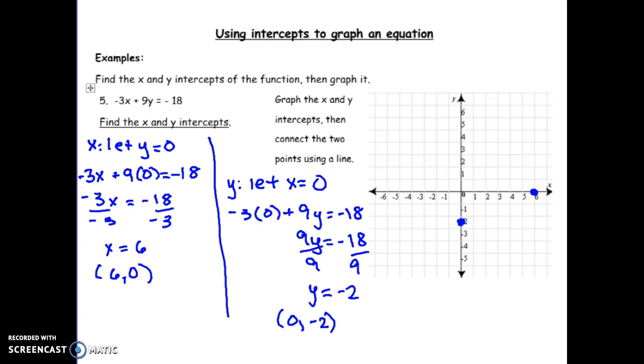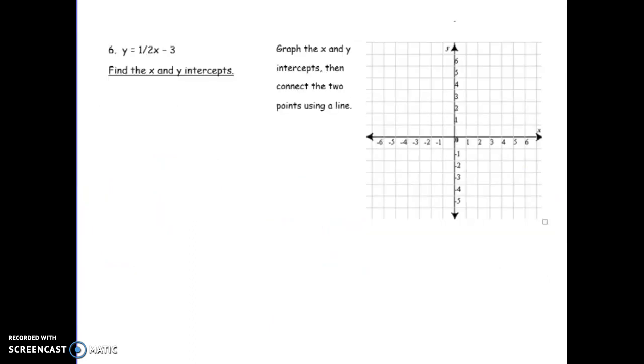Okay, so with those 2 points, I can now connect them and draw a line. And there we go, we graphed our first line. Okay, and we did that with intercepts. Now I want you guys to try the next one. So pause the video and see how you do.